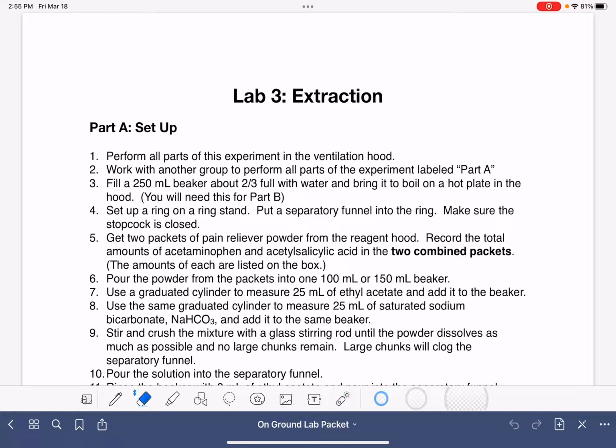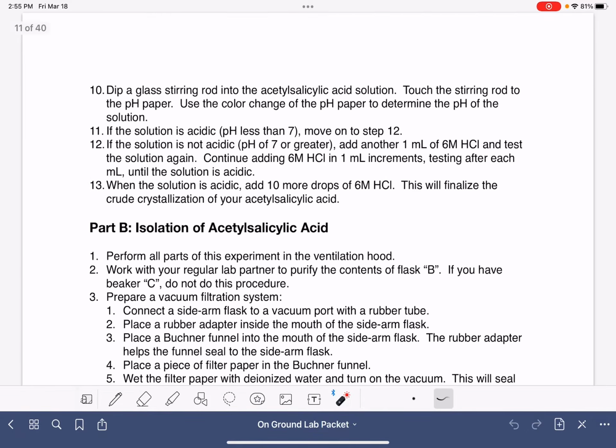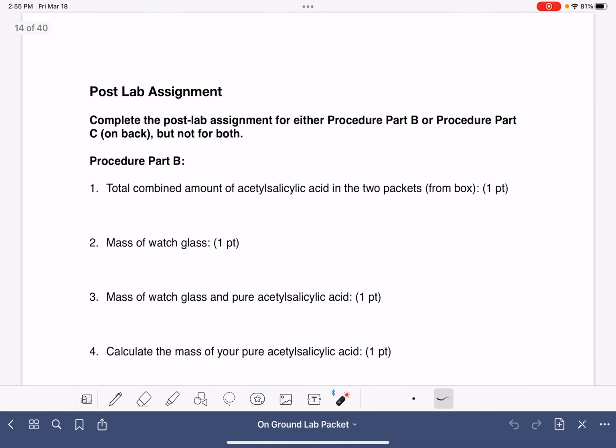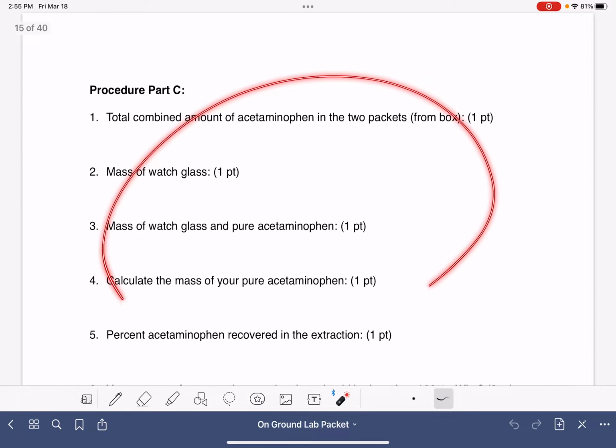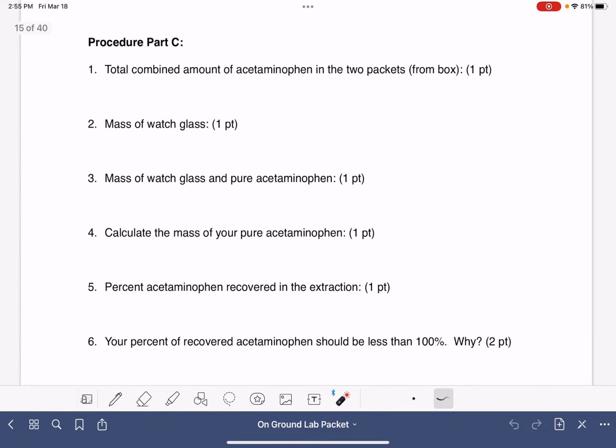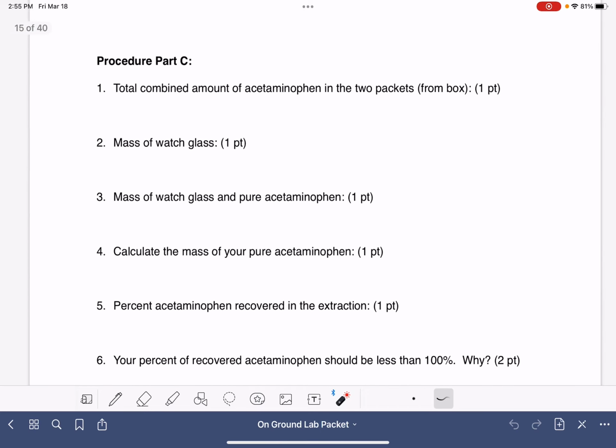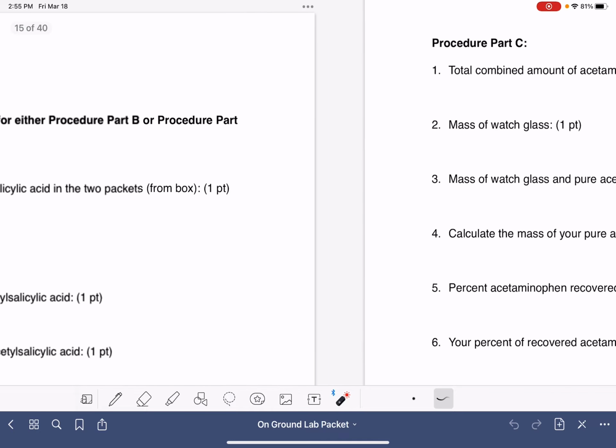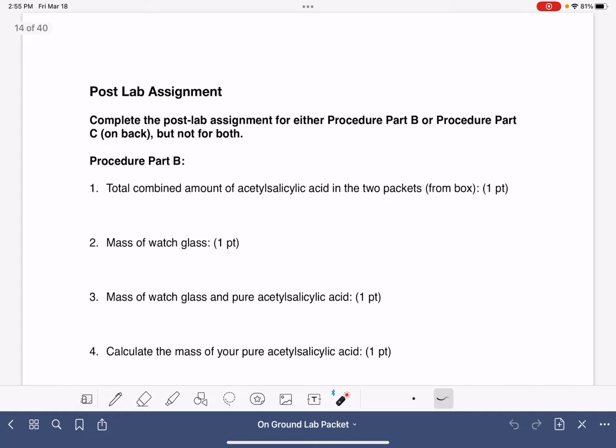In this video, I'm going to give you some tips for post-lab 3 extraction. Now, there are 2 separate pages to this post-lab, and you're only going to do one or the other. So you'll either be doing this page here, or you'll be doing this page here. Now, I'm going to just walk through this particular page, but I do want you to know that the questions are exactly the same on both pages.